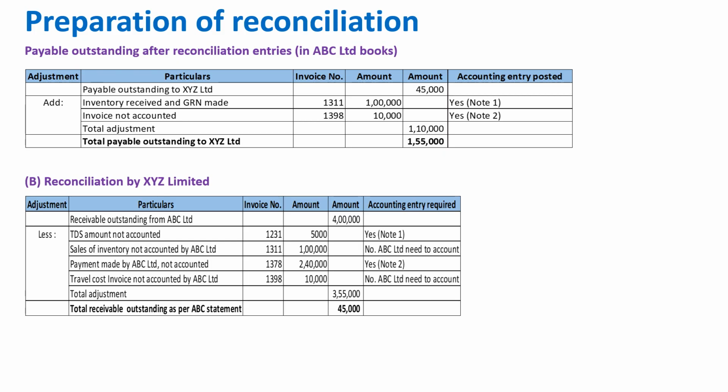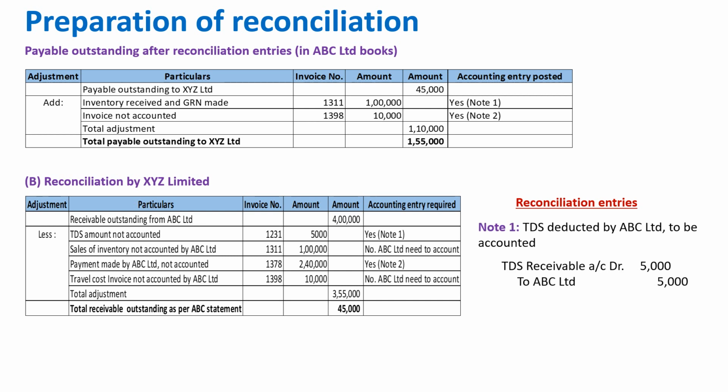Travel cost invoice not accounted by ABC Limited. This is ABC who needs to account it. So ABC will account it. You need not take action on that. Right. So what is the reconciliation entry you are going to post now? For the first one, TDS deducted by ABC Limited to be accounted. So you will be posting an entry: TDS receivable account debited 5,000 to ABC Limited 5,000. And for note 2, payment received not accounted, you are going to post an entry: bank account debited 2 lakh 40,000 to ABC Limited 2 lakh 40,000.